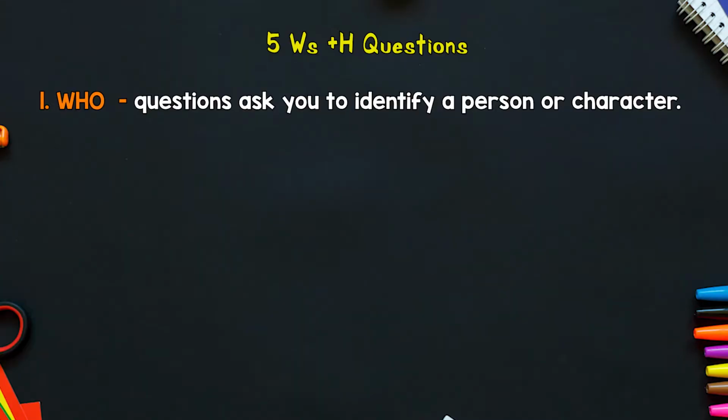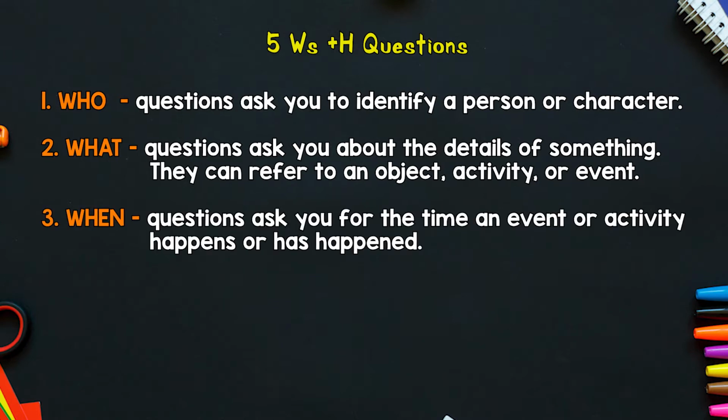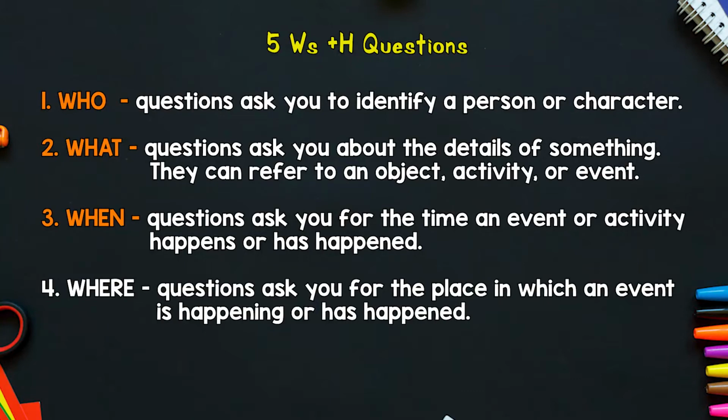The first W, who. Who questions ask you to identify a person or character in the story that you would have read. What questions ask you about the details of something. They can refer to an object, activity, or event. When questions ask you for the time an event or activity happens or has happened. Where questions ask you for the place in which an event happens or has happened.